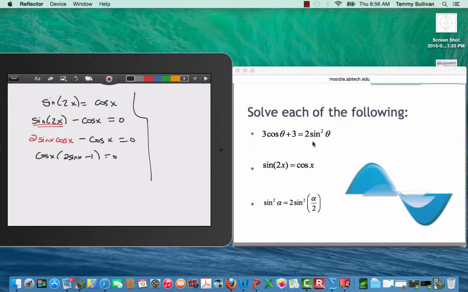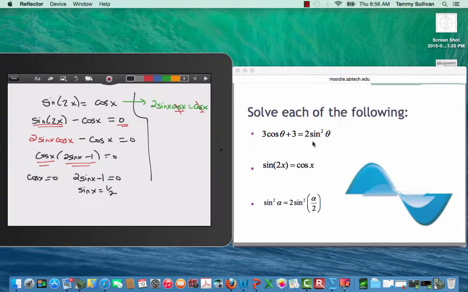Now, some people would have gone from here and put in the double angle identity and then been tempted to divide through by the cosine, but if you do that, you lose a solution. That's why you want to set it equal to 0, factor, and solve, then I don't lose that solution. So now I'm going to use the zero product property. So when is cosine equal to 0? And when is 2 sine x minus 1 equal to 0?